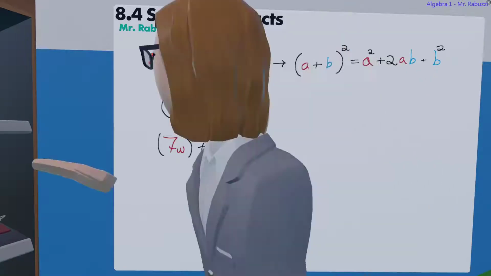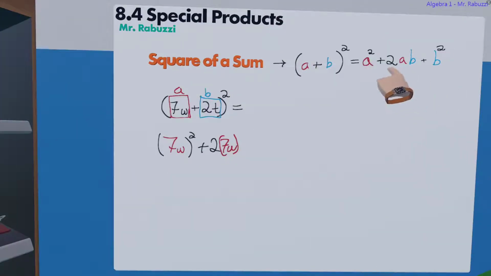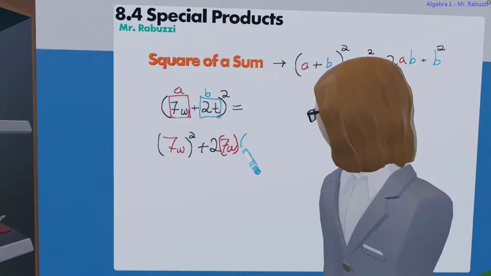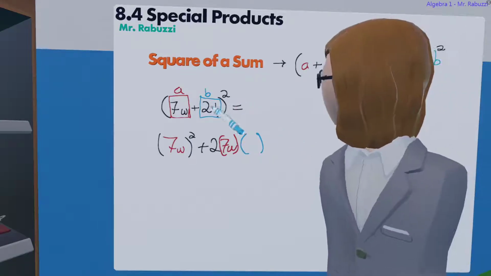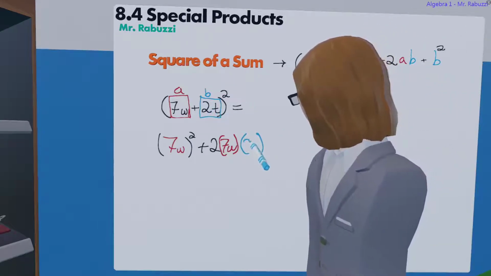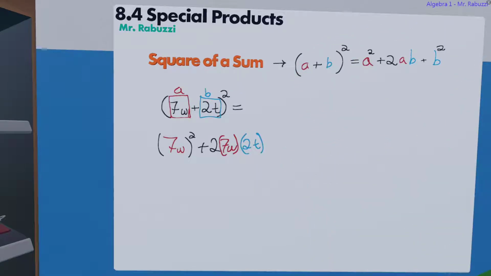And now let's write our b. Because it says 2 times a times b. So put more parentheses. And my b. Well, b was 2t. Okay. So that's the middle part finished up.